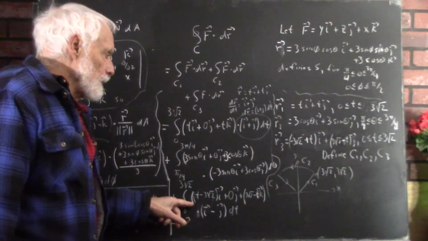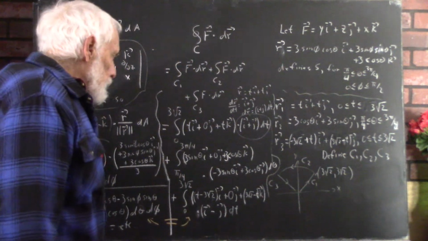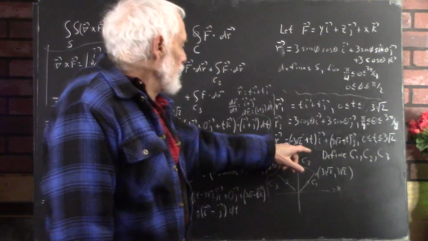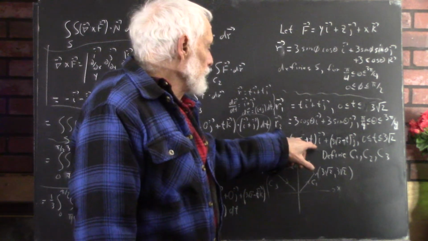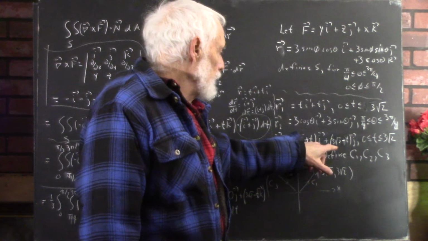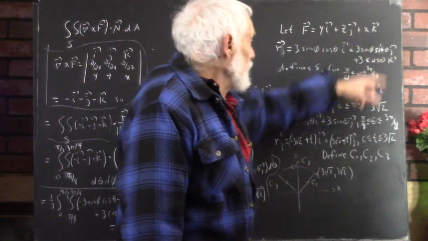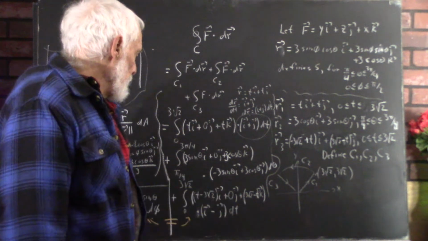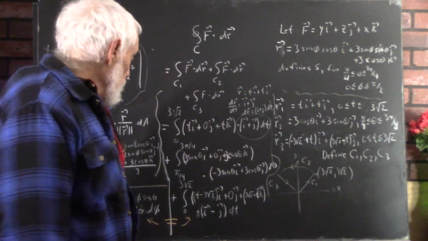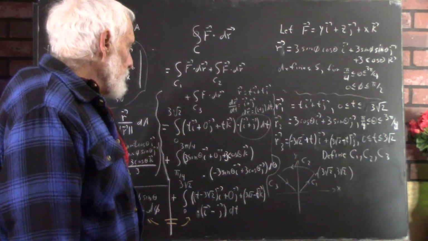And then, similarly, on this last curve, x is negative 3 square root of 2 plus t, and y is 3 square root of 2 minus t. Substituting those, we get an i and a k component that you read here, and 0 again for the j component. And your dr3 is what?